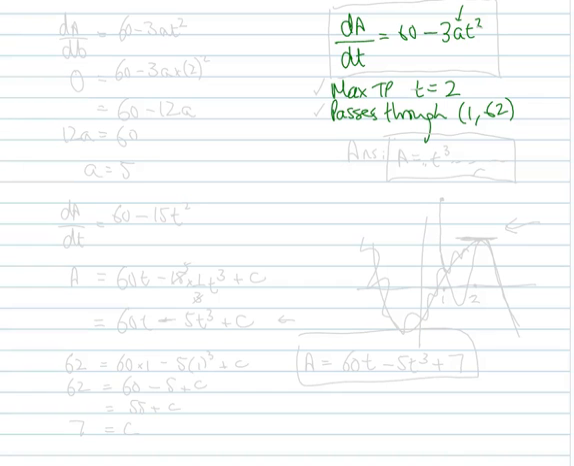Okay, so in this question we've been told that there's a curve and its gradient has this formula here. So dA/dt equals 60 minus 3at squared. We're told that it's got a maximum turning point when t equals 2 and that it passes through the point (1, 62). And we've got to figure out the equation of the curve.